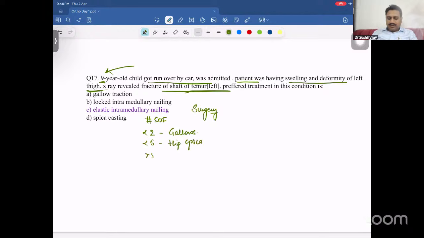And any child more than 5 to 10 years, what is to be done? What is the difference in option B and C? I'll tell you. In 5 to 10, we go for elastic nails, right? And when it is more than 10 years, it has to be locking nails, right? What is the difference in locking nail and elastic nail?